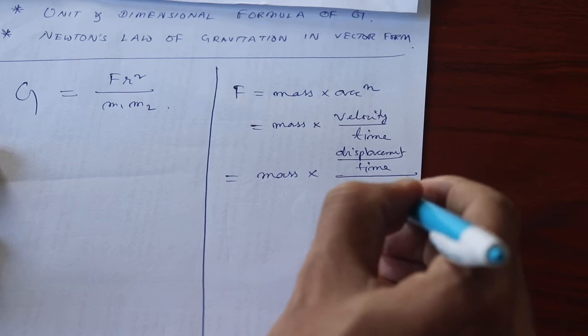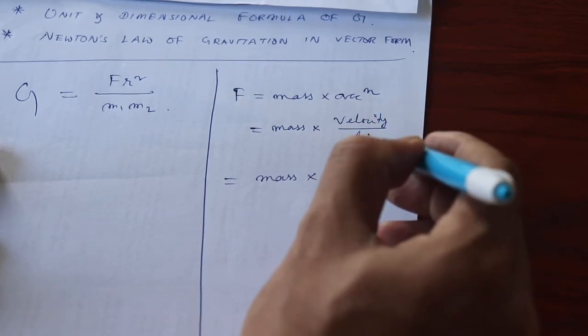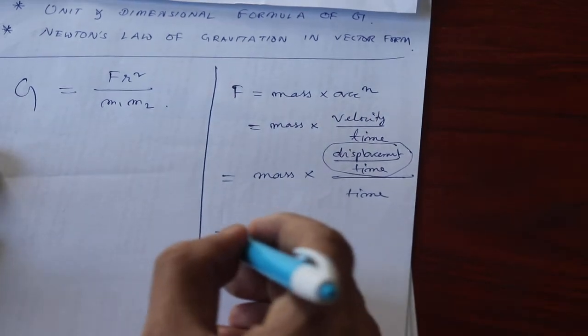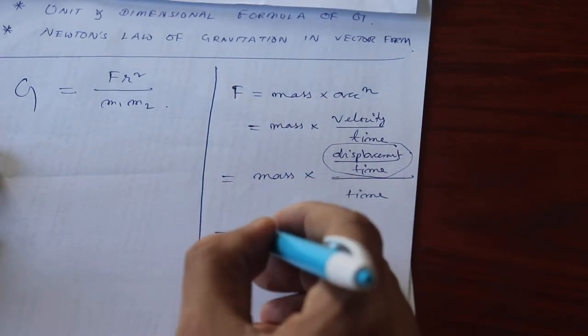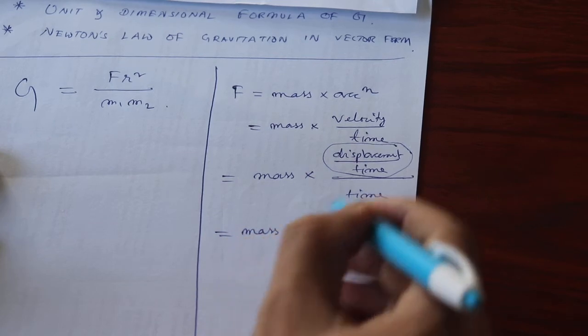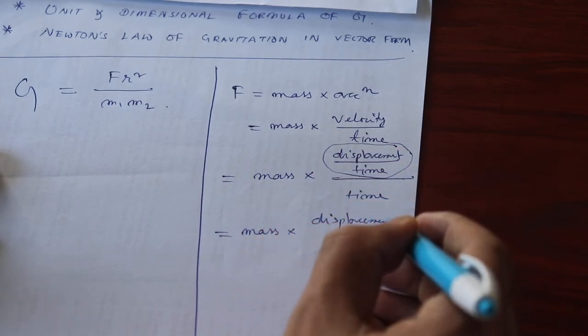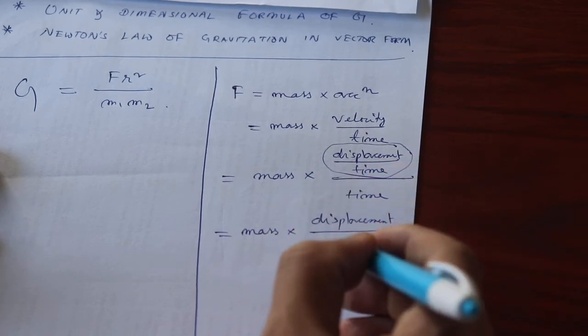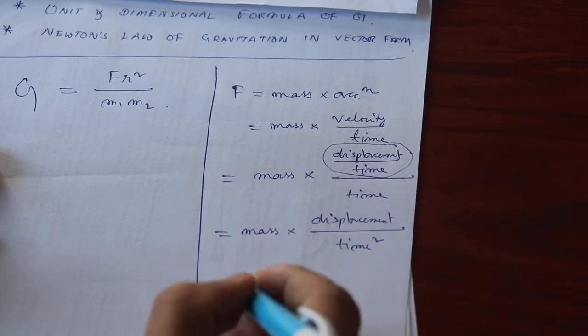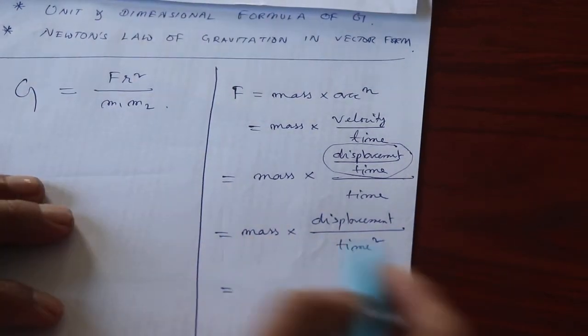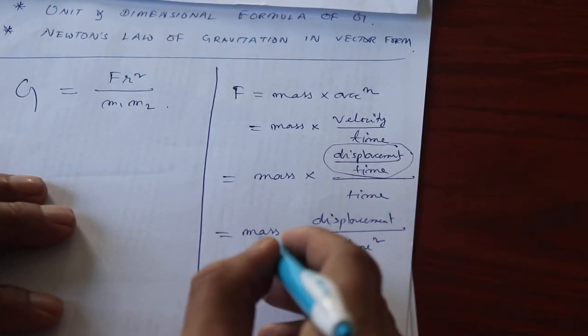You bring it back again. I repeat again. Velocity is equal to displacement by time. You have learned in class 9. Okay. So which is equal to mass. Let me write again. Mass into displacement by this time will multiply, will become what? Time square. Okay. Let me check the time. So it's equal to mass.